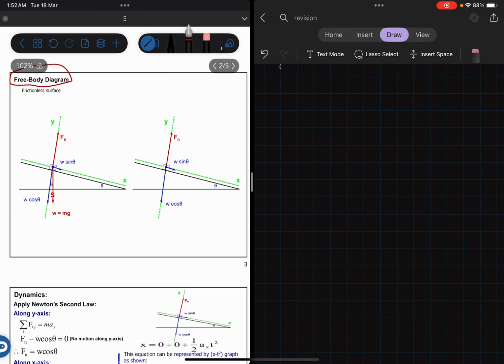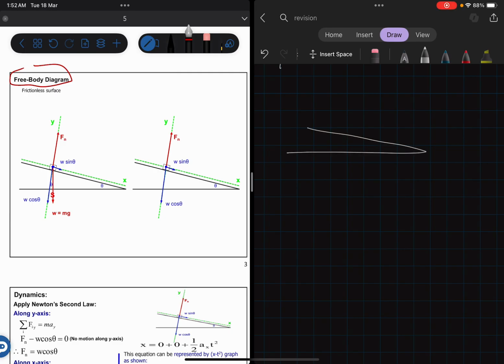Here I will write it. We have this inclined plane, and we have this object. Let me draw it here. This object has a force, which is Fn, the normal force, and here I will deal with the y-axis, and here the x-axis.